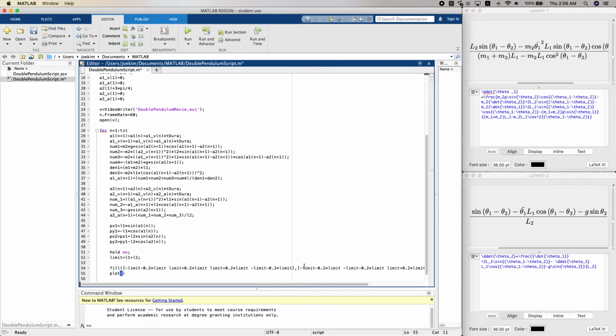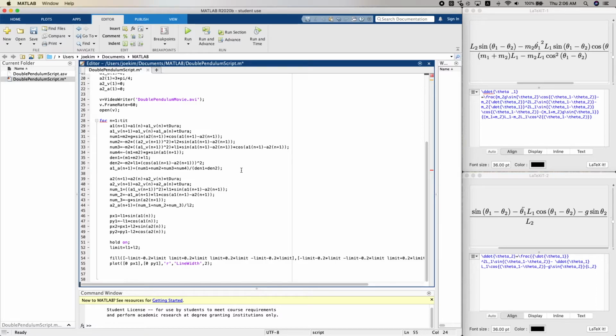And now I'm going to plot my blob first. No, I'm going to plot our line first. So the pendulum string: x coordinate, y coordinate, red, and our line width is going to be 2. The x coordinate of our line would be from 0 to px1, and for y it's from 0 to py1. Because it's a string, we're going to link two coordinates, from 0,0 to px1, py1, which is going to be represented as something like that.